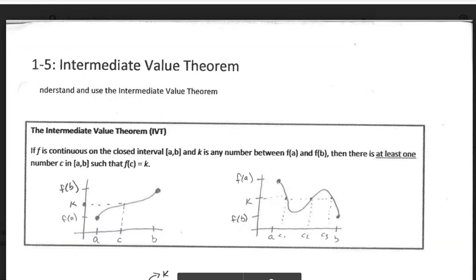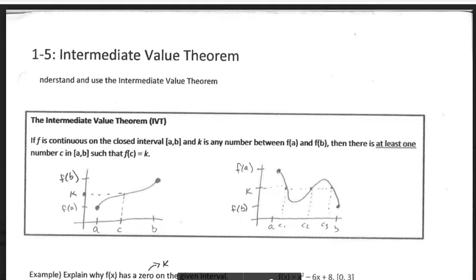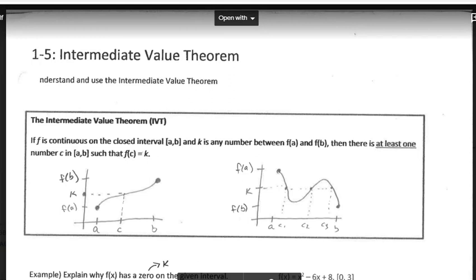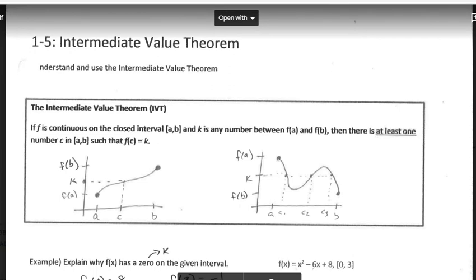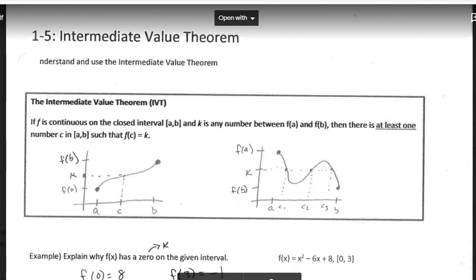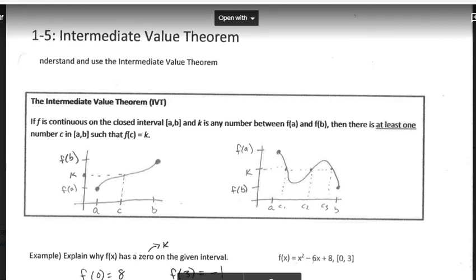We're going to be talking about the intermediate value theorem, sometimes abbreviated as the IVT. This theorem states if f is continuous on the closed interval a to b and k is any number that's between f of a and f of b, then there is at least one number c in the interval a to b such that f of c equals k.